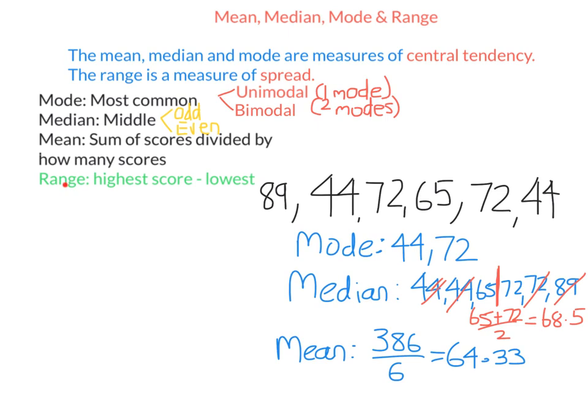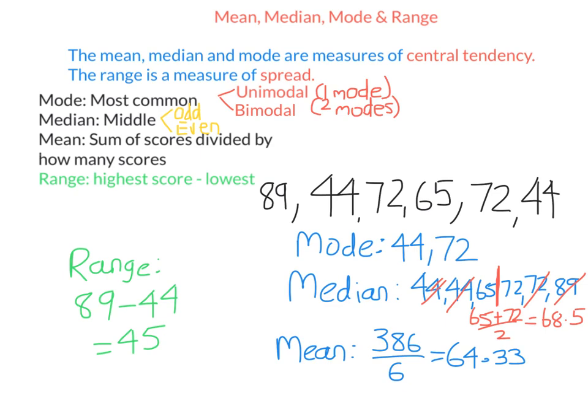So lastly, the range. So again, the range is different. All of these calculations were done to give me an idea of the typical score or the center of the scores. The range measures how spread out the data is. So to find the range is really simple. You just take the largest score and you subtract the smallest score. So in this case, it's 89 minus 44, which is 45. So you can't compare the range to the mean, median, or mode because they measure different things.